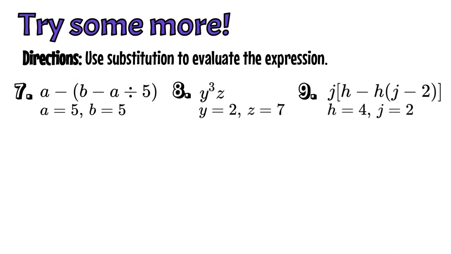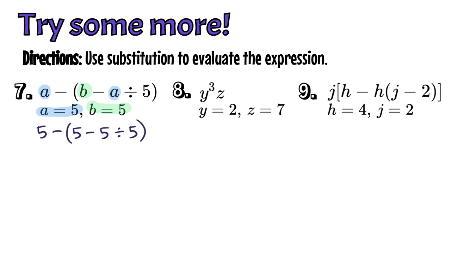In the next example, we have a equals 5. So anywhere I see an a, I'm going to plug in a 5. And we have b equals 5 also. So anywhere I see a b, I'm going to plug in a 5. So here I have a, which is 5, minus parenthesis b, which is 5, minus a, which is 5, divided by the 5 in our original expression.